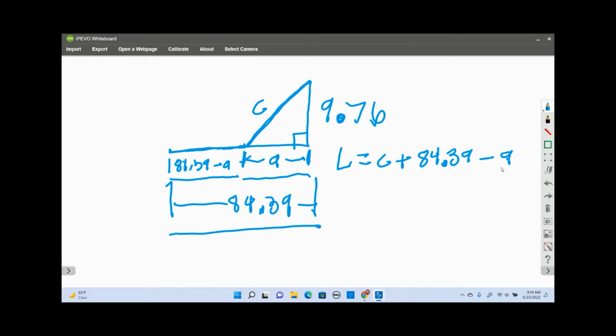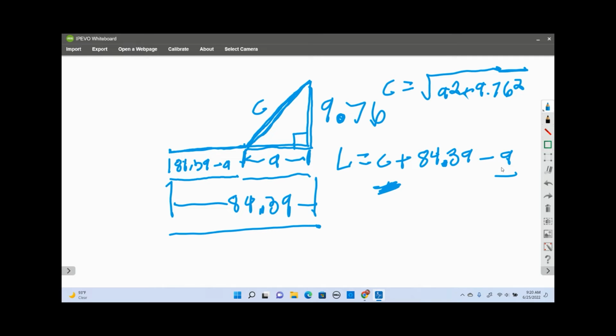Now, what we like to do is write this as a function of one variable versus two variables. We have C and A. I want it to be just one variable, so I'm going to rewrite this function just in terms of A. I'll rewrite C in terms of A, which is pretty easy to do because this is a right triangle here, and C is the hypotenuse. From the Pythagorean theorem, C is going to equal the square root of A squared plus 9.76 squared. So that's C in terms of A.